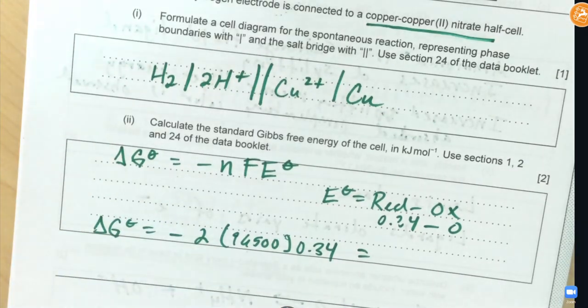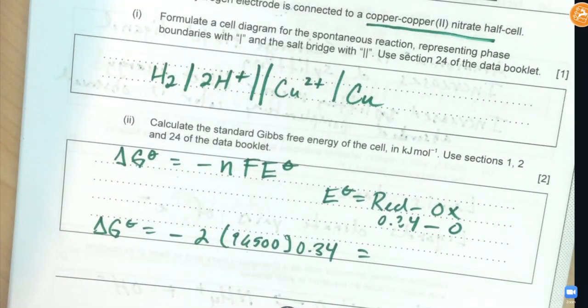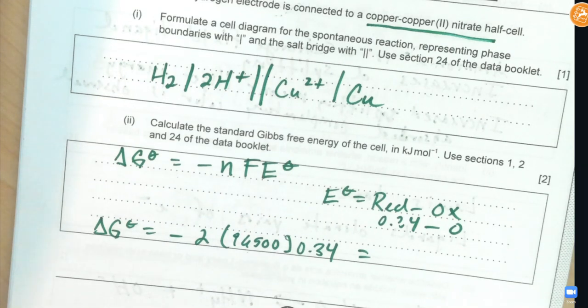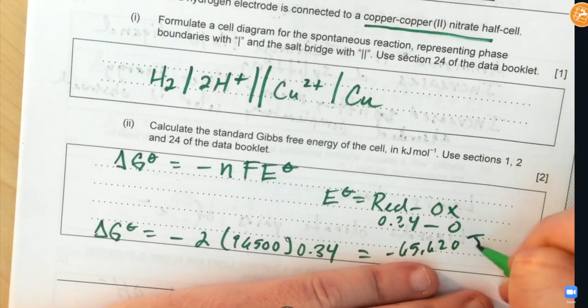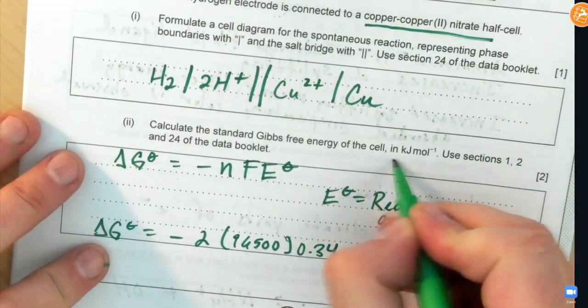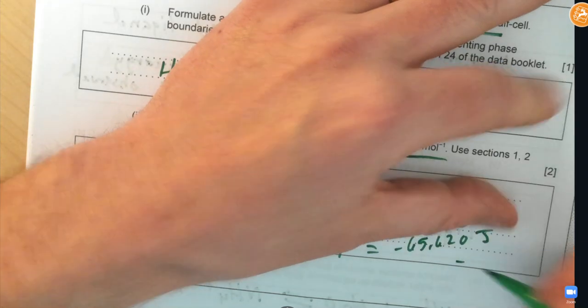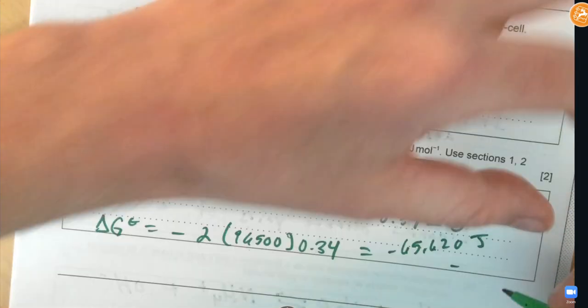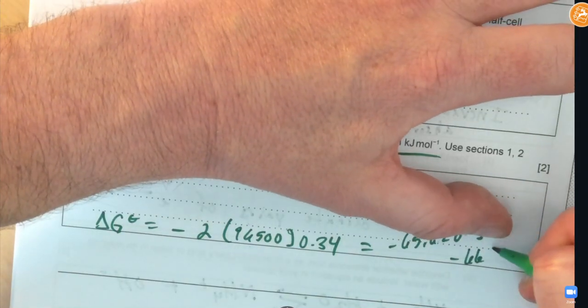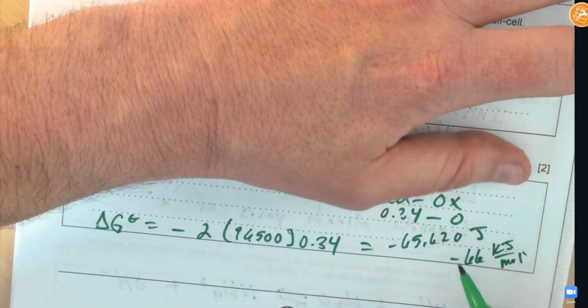All right, so it's going to be negative 2. I need a new calculator. Times 96,500 times 0.34, and I get negative 65,620 joules. We're asked for kilojoules, so that'll be negative. Let's look at sig figs. There's a 2 only there, so I'm going to say negative 66 kilojoules per mole.